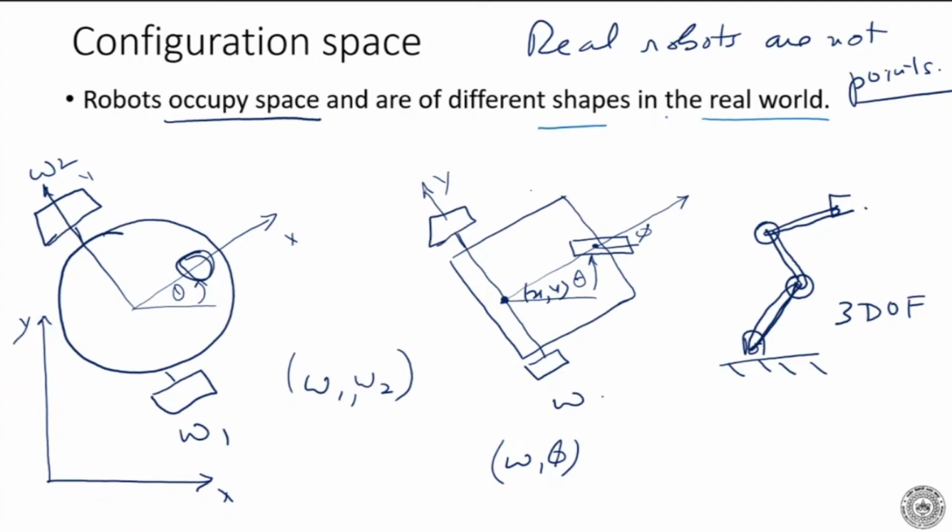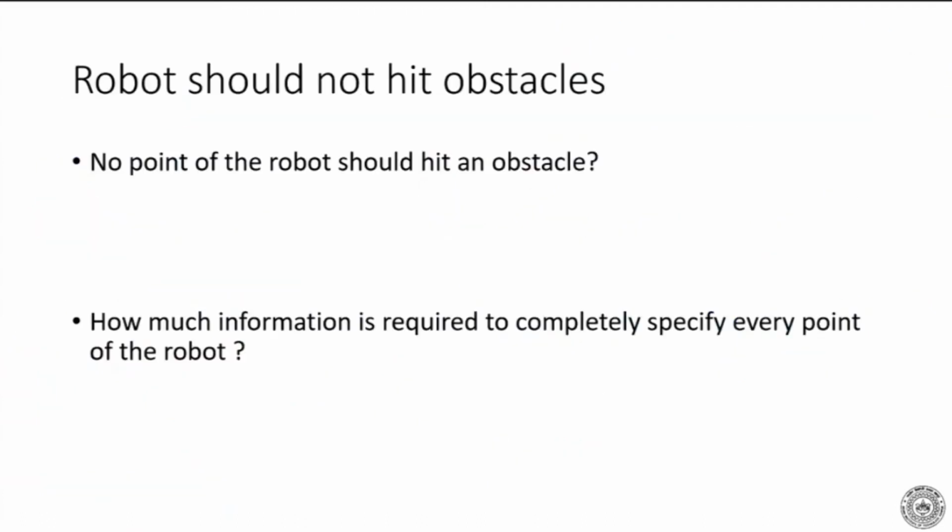Now, when we are doing path planning, in the bug algorithm case we had a mobile robot with a sensor in front. What is the objective of path planning? The objective is that the robot should not hit obstacles. That is the English-language statement. What is the meaning of this? In terms of geometry, it means that no point of the robot should be inside an obstacle.